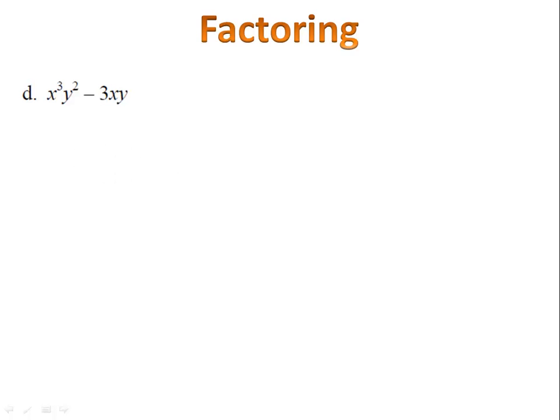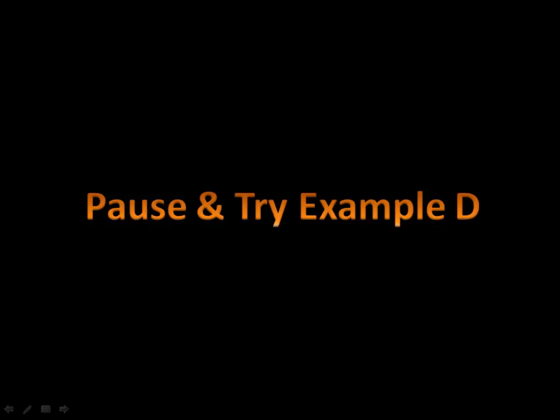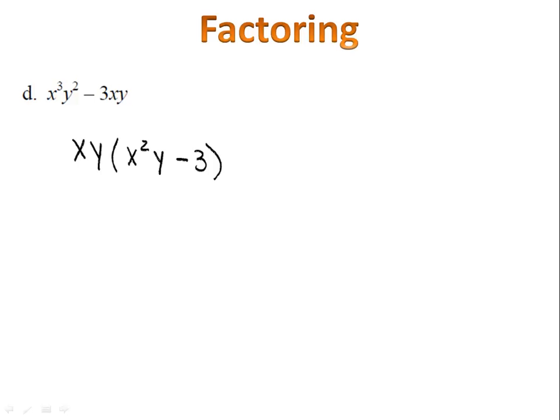Example D is also for you to try. Please find the greatest common factor and factor this polynomial using that method. Please pause the video here and try example D. Let's see how you did. Greatest common factor is xy. Both of the terms have x's, both of the terms have y's, and the largest exponent on each of those is 1. When I divide both terms by xy, I'm left with x squared y minus 3 inside the parentheses.